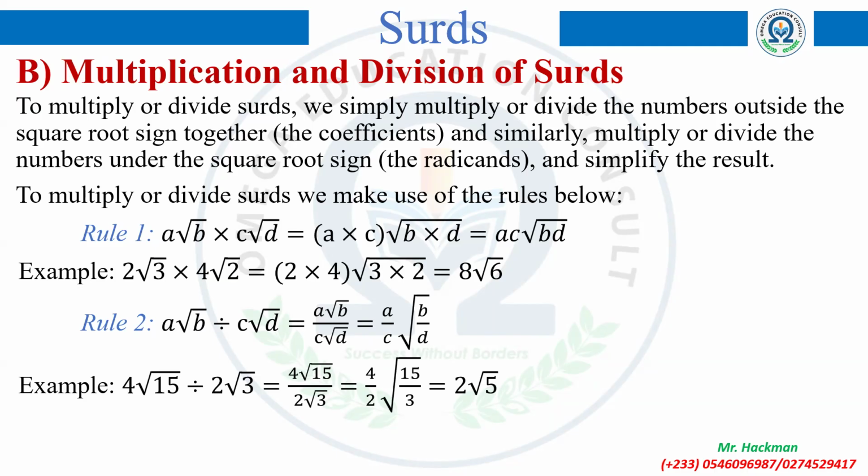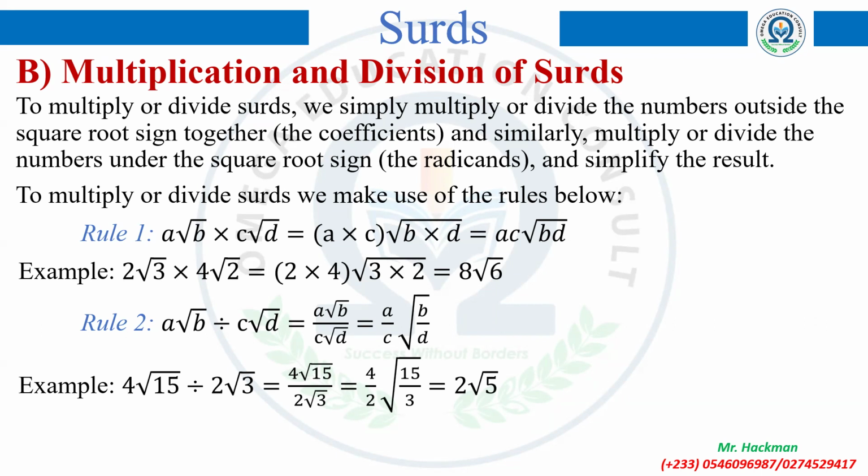So, to multiply or divide surds, we make use of the rules below: one for multiplication, one for division. If I have a root b times c root d, this is all that you need to do in terms of the product. The coefficients will multiply, so indirectly you multiply like factors.